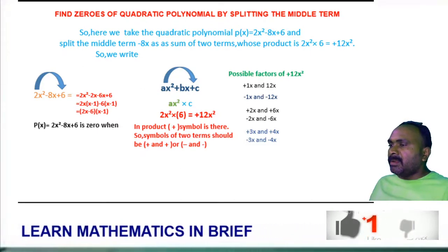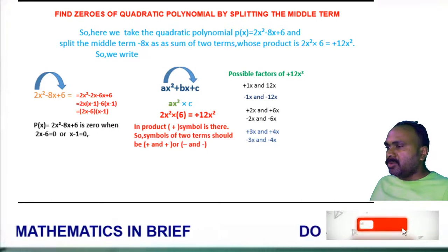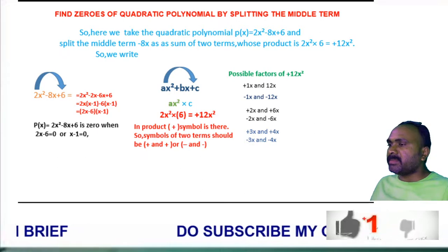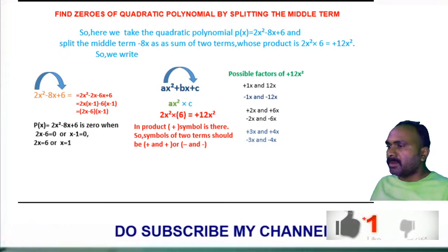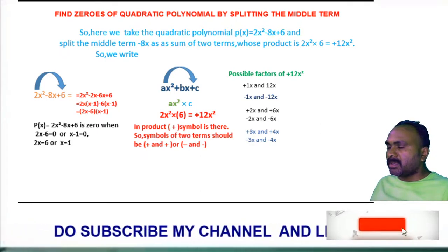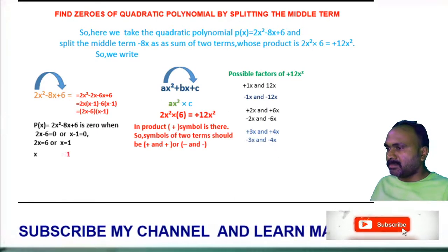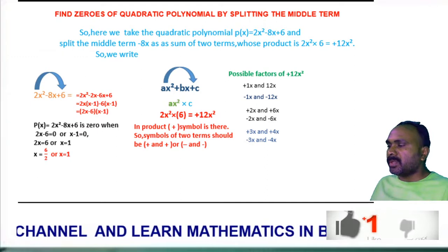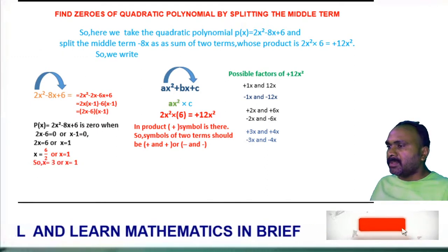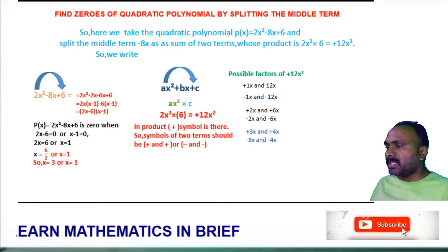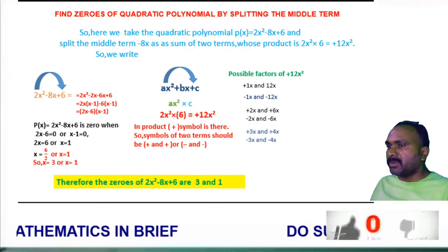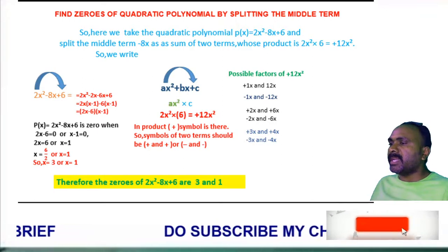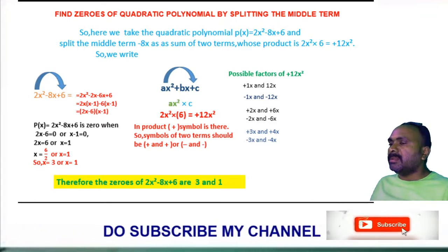And p of x is 0 when 2x minus 6 equals 0 or x minus 1 equals 0. 2x equals 6 or x equals 1. So x equals 6 by 2 or x equals 1, then x equals 3 or x equals 1. Therefore, the zeros of 2x square minus 8x plus 6 are 3 and 1.